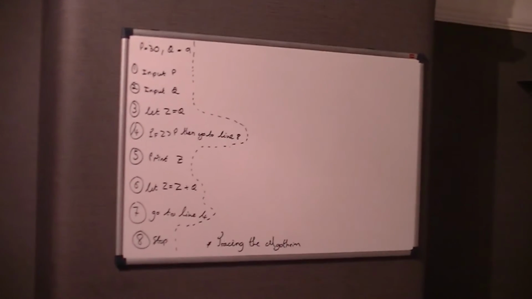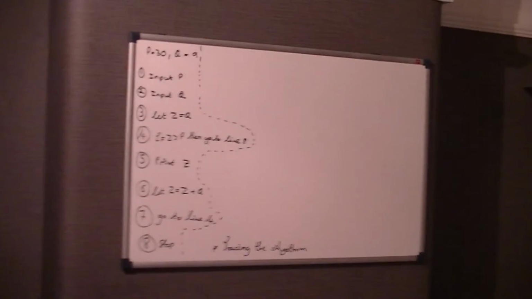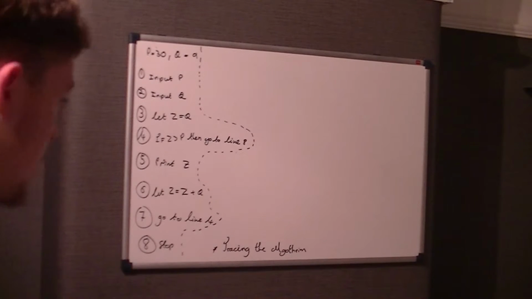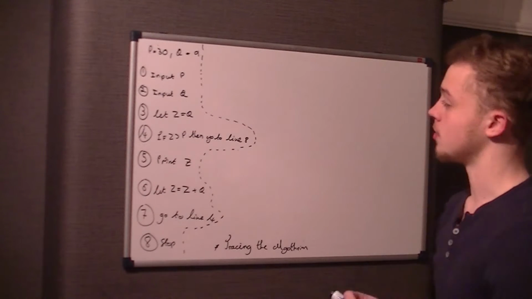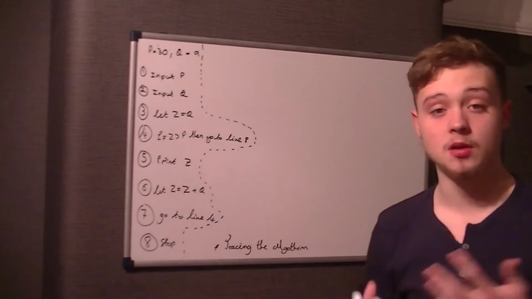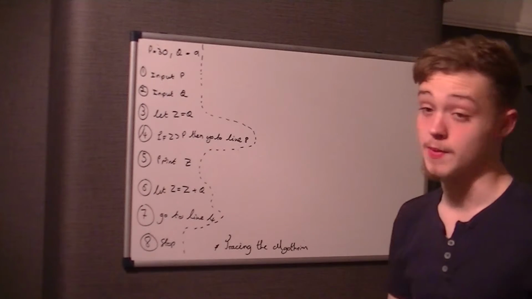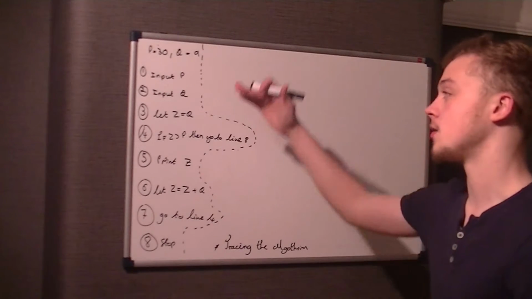Sorry, I'm not sure where I'm going to put this back in, but basically I made a little bit of a mess, so I've changed the question that I'm going to be doing, okay? So basically, we're told these steps, alright? We're told that P is 30 and Q is 9. And we're just asked to follow these steps.